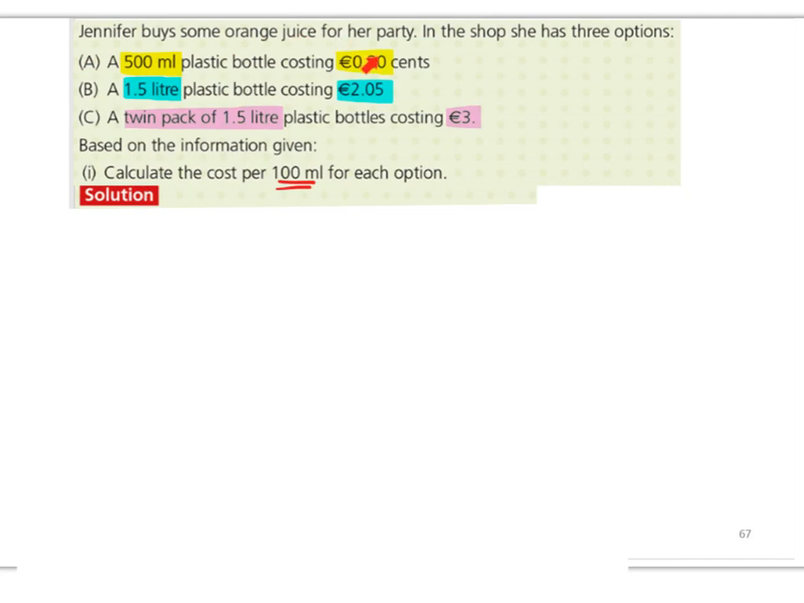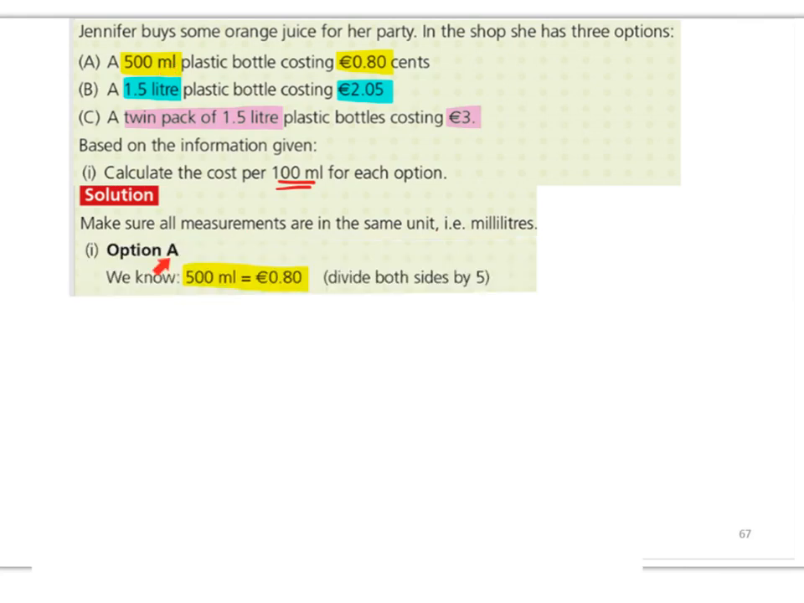500ml is 80 cents. So we want to change 500ml into 100ml. How does 500 become 100? We divide by 5. So if we divide 500 by 5, we must also divide 80 by 5, because what we do to the left, we do to the right. Before we start, it's very important to make sure all measurements are in the same unit, i.e. millilitres. We are already in millilitres for option A, so we don't have to change that.